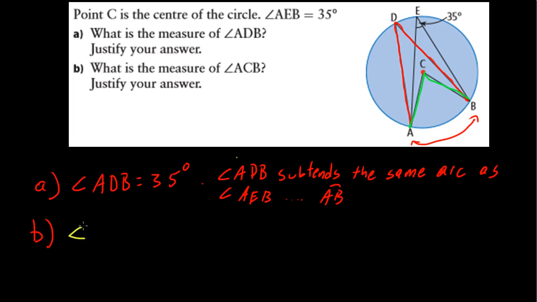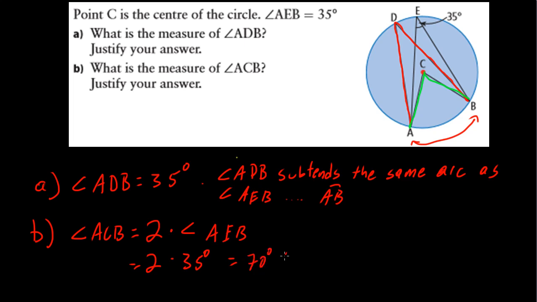So angle, I can do this in red again. Angle ACB equals 2 times angle AEB. We already know what angle AEB is. It's 35 degrees. Therefore, angle ACB is going to be equal to 70 degrees. And again, this is the central angle. That's really all the justification we need.